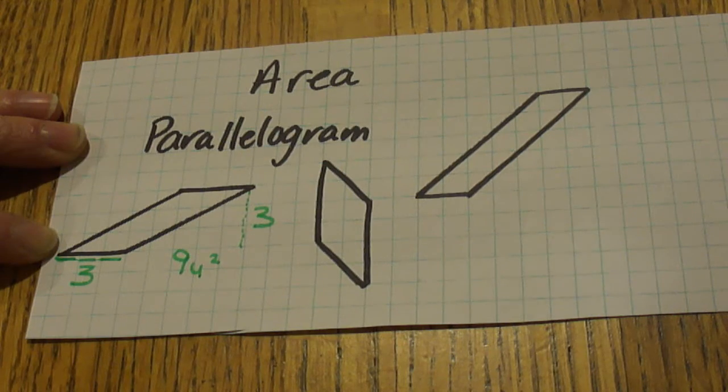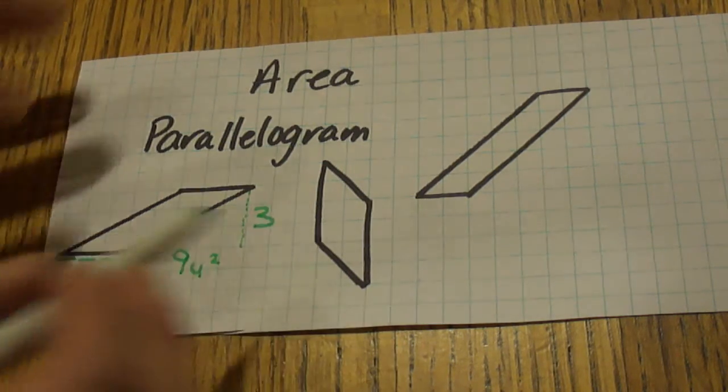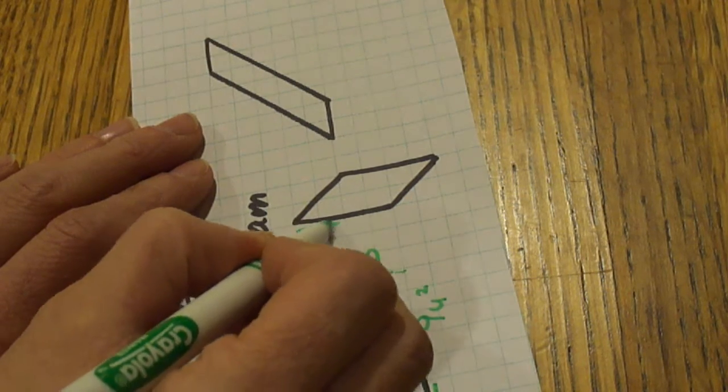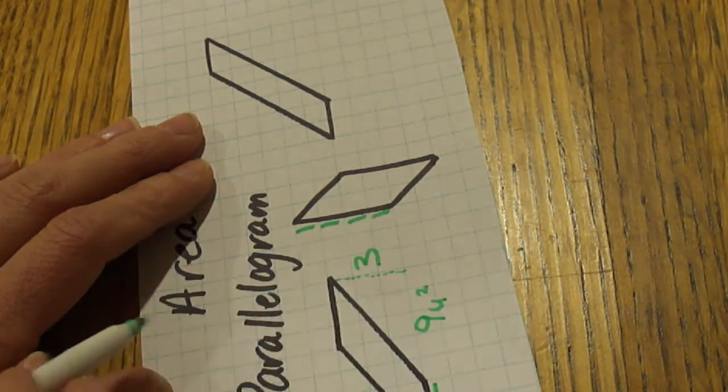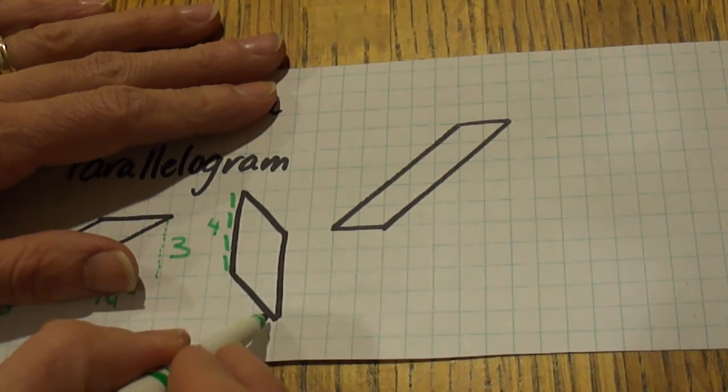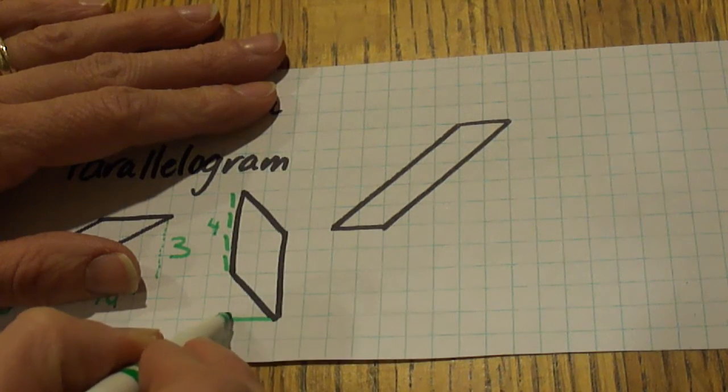The second parallelogram has a base on the side. I can almost turn this in my head and think of the base now as this bottom. 1, 2, 3, 4 lengths long. So I consider this the base, and the height is always perpendicular.